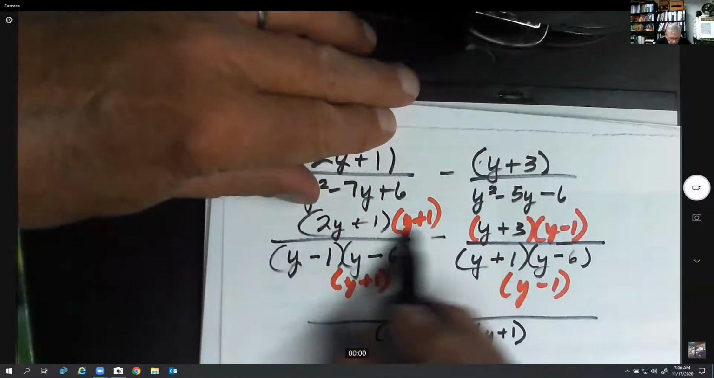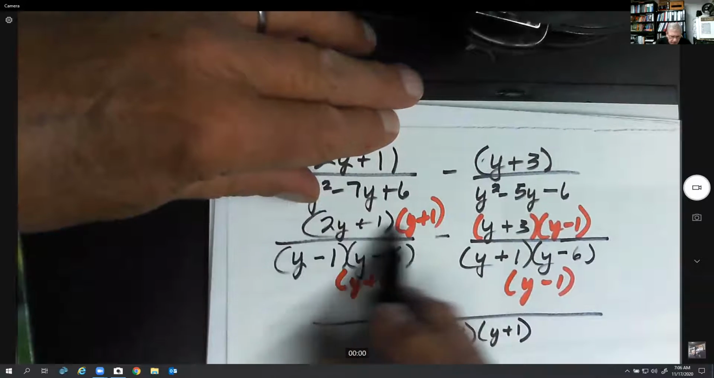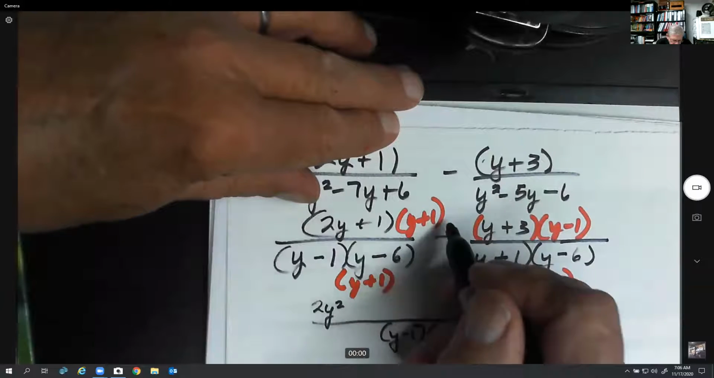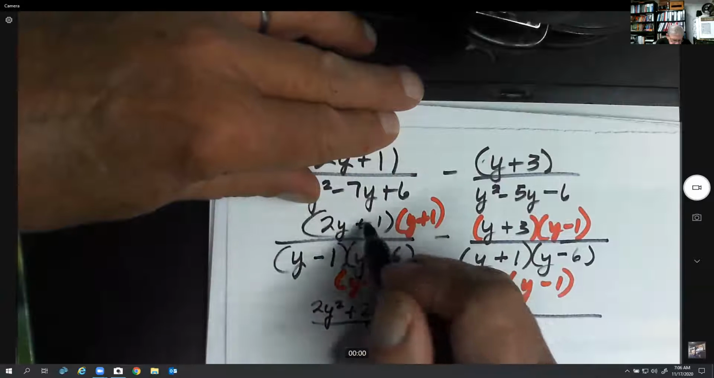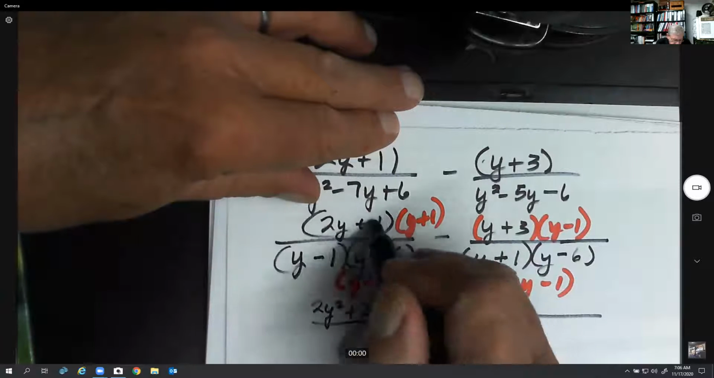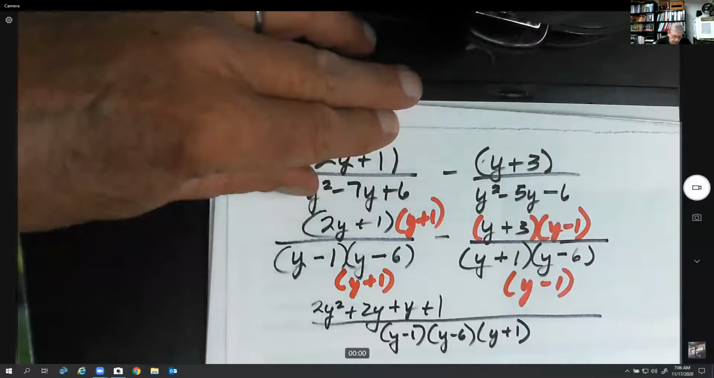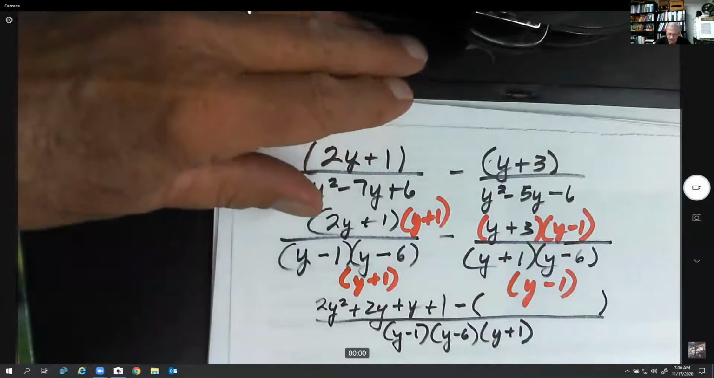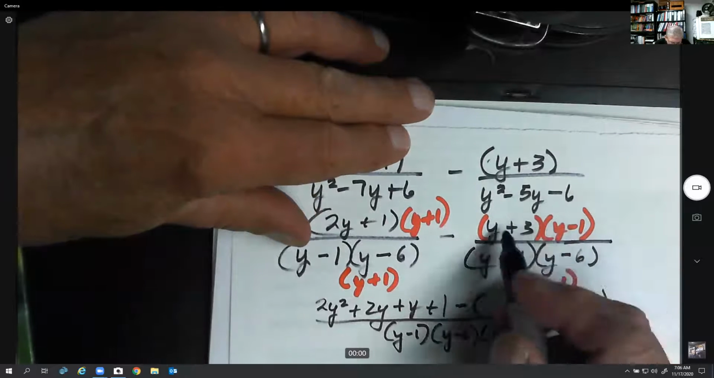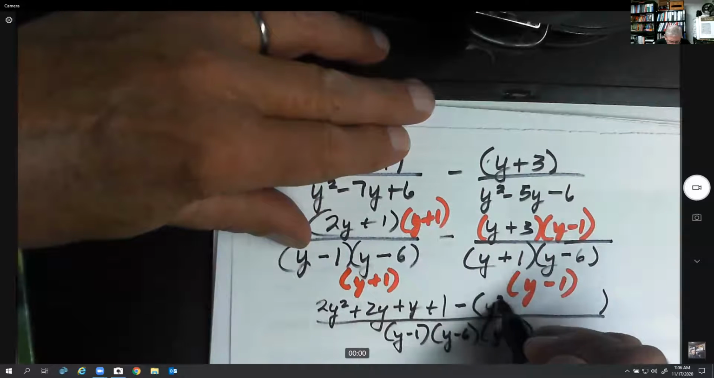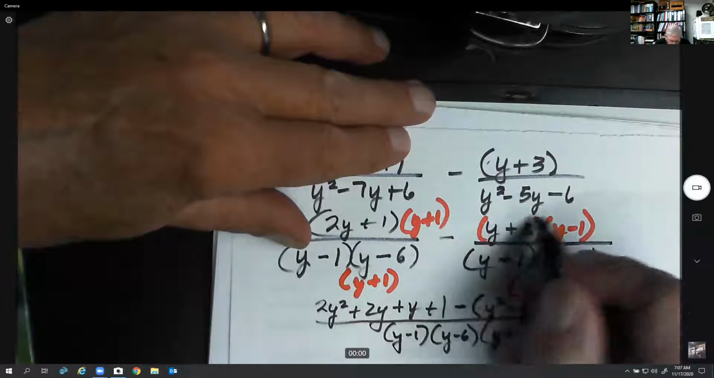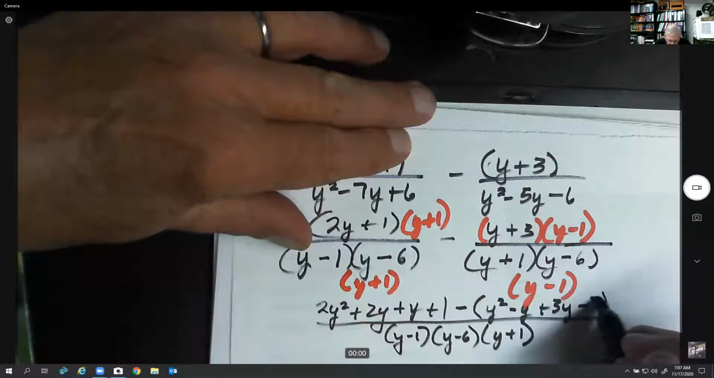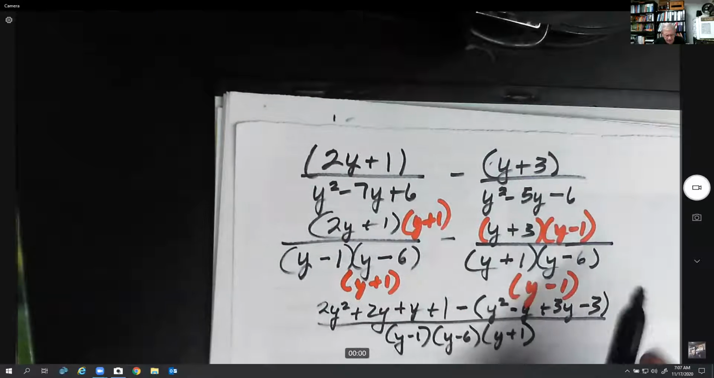Now let's concentrate on the numerator, which unfortunately we're going to have to do a FOIL on these. First times first, outside, inside, last term times last term, and minus, and we want to make sure this is in a parentheses, it's minus that whole thing. So let's do a FOIL here. This will be y squared minus y plus 3y minus 3. So a lot of being careful about signs.